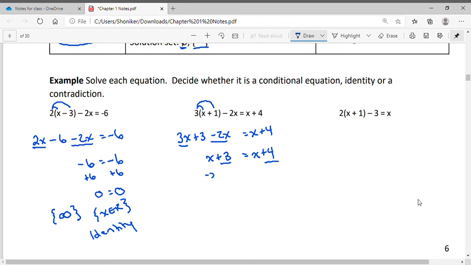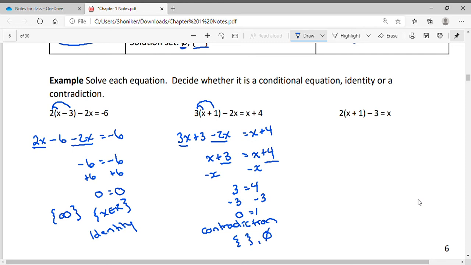I can say, I'm going to move the x's to one side, so I subtract x. I end up with 3 equals 4. That's a contradiction. Or like the textbook likes to do, I can go even further and say that 0 equals 1. This is a contradiction. It means that there are no solutions. It means you can answer with an empty set bracket, or you can draw your null sign.